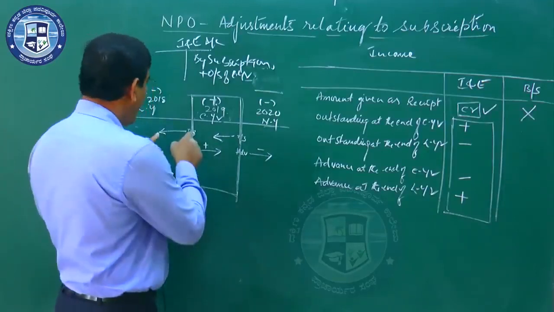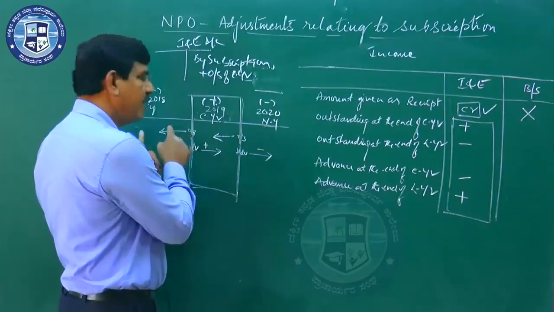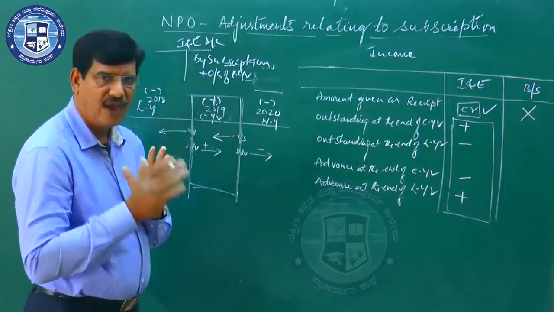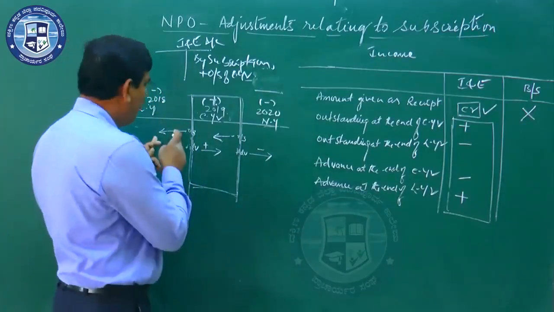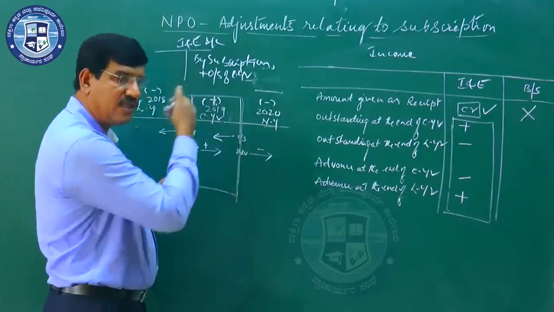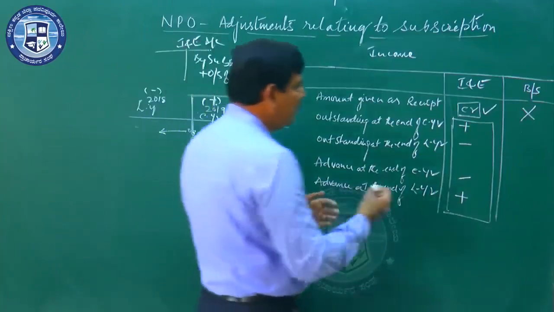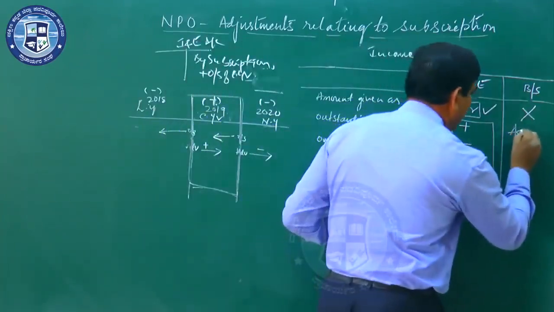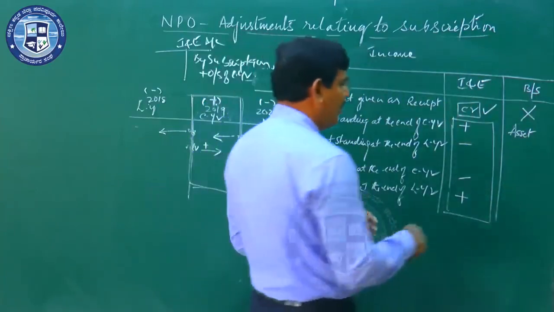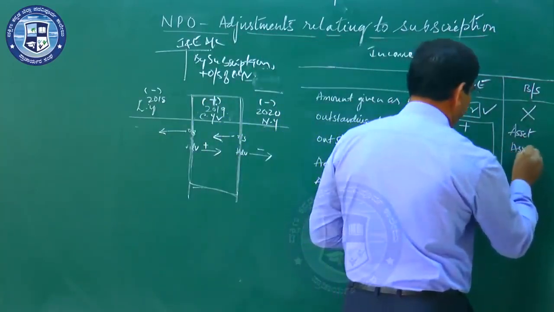So any outstanding income, outstanding subscription, some of the members might not have paid the subscription amount. So in the next year, you are going to receive them. That's why it must be considered as asset, whether it is relating to previous year or current year.